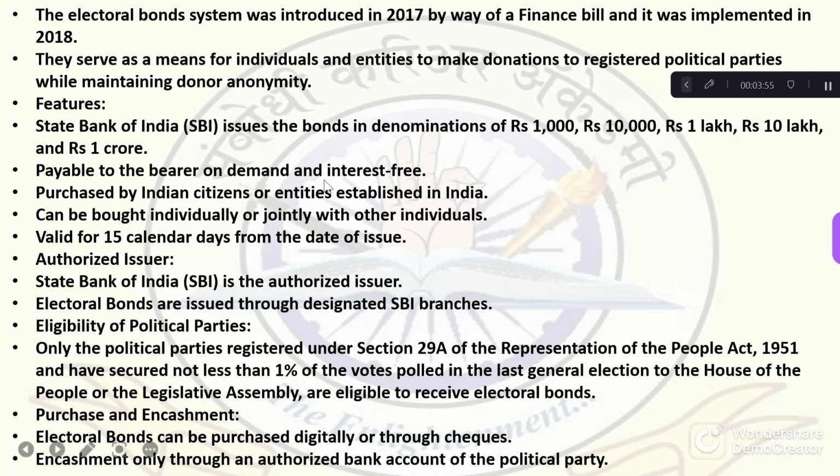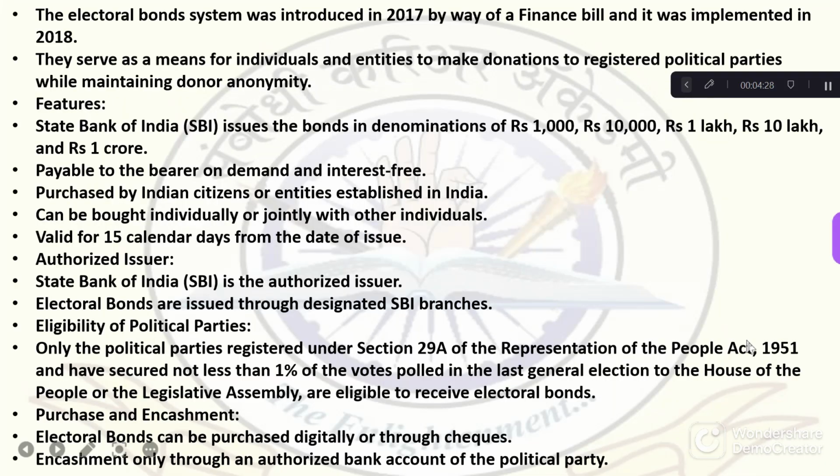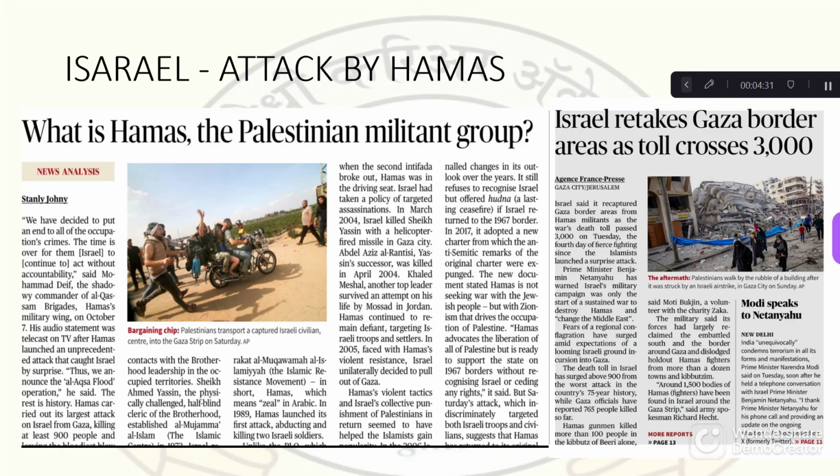The third important thing about electoral bonds is they are interest free. They do not give any interest to the purchaser of the electoral bond. And electoral bonds can be purchased in the denominations of 1000, 10,000, 1 lakh, 10 lakh and 1 crore. And fourth, you have to remember that it is valid only for 15 days. So this was the news about electoral bonds. Petitions regarding the electoral bonds will be heard on October 13. So this was our first news. Let's move on to the second news.